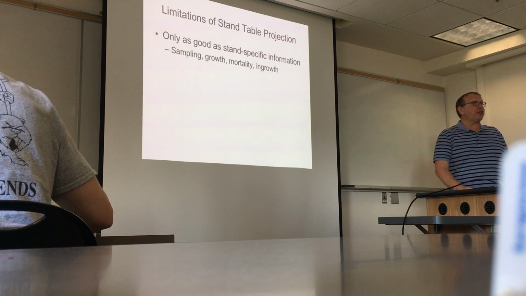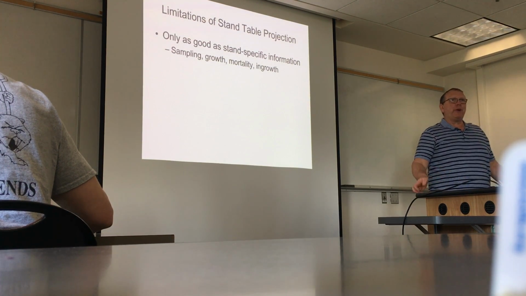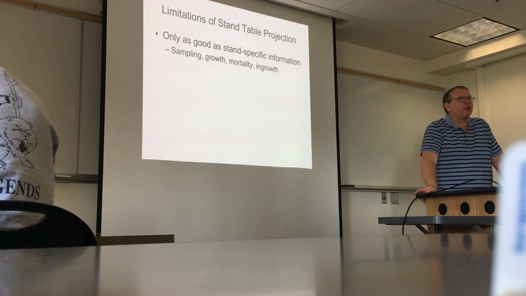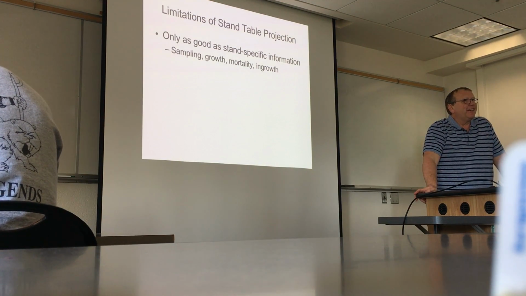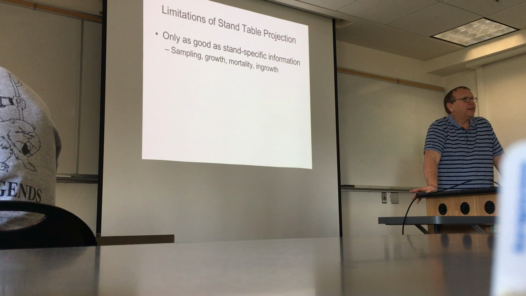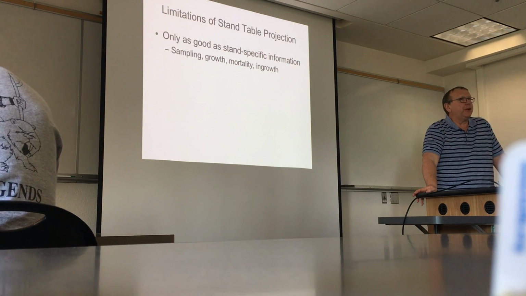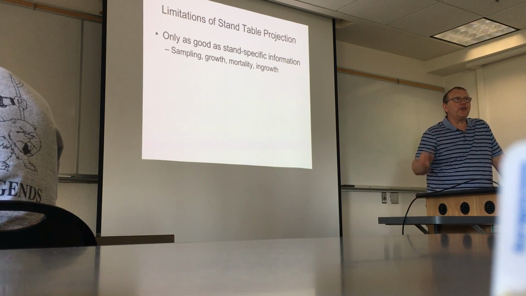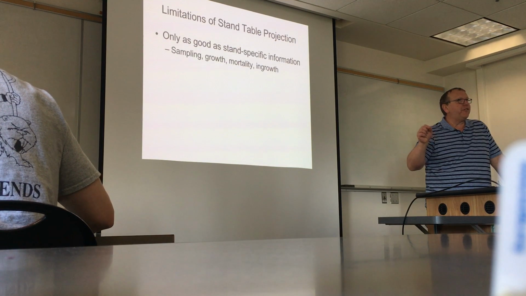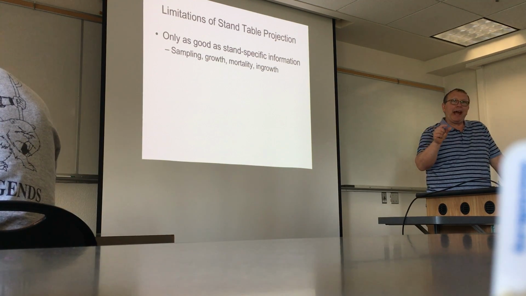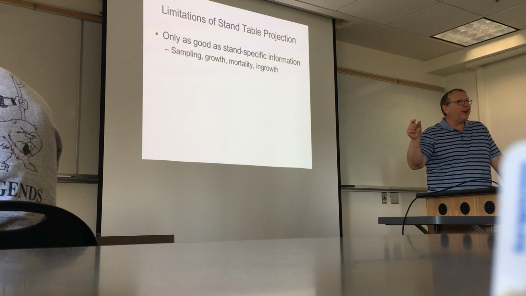The growth information, well, there are a couple big problems with growth information. One is increment cores are sometimes hard to read, right? They're just hard to read. So if you're having trouble reading those increment cores, your growth information is going to be affected. The other thing is we're assuming that past growth is indicative of future growth, right?